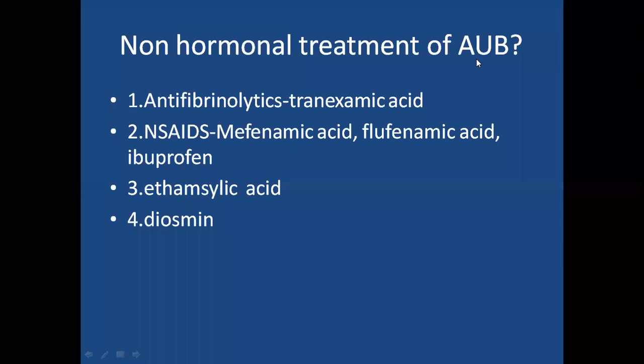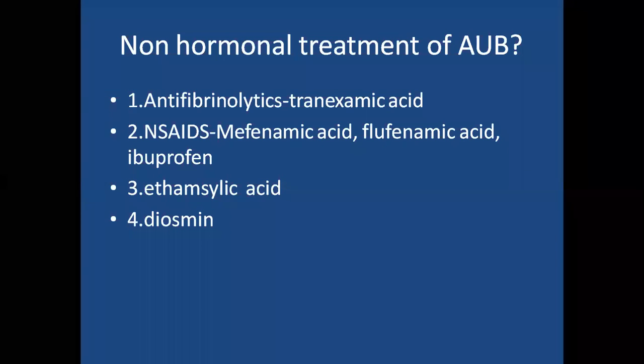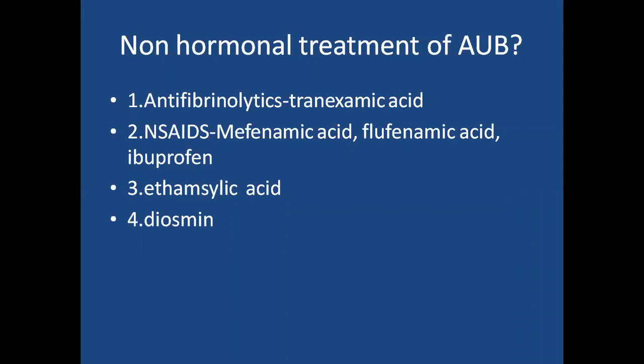So in the non-hormonal treatment of AUB, we use only four types of drugs. For each drug, you must be able to tell the mechanism of action, the dosage, the percentage of control of blood loss, side effects, and any important complications. You must also be able to tell in which case it is effective, whether it is effective in ovulatory AUB or anovulatory AUB, AUB-E. So you prepare notes under these headings.